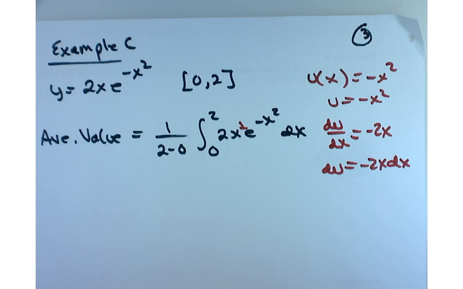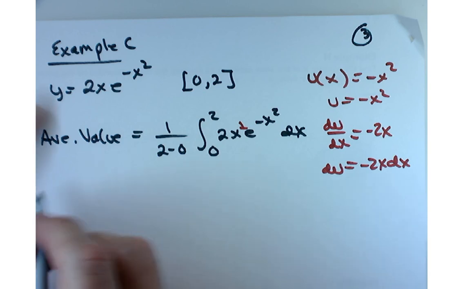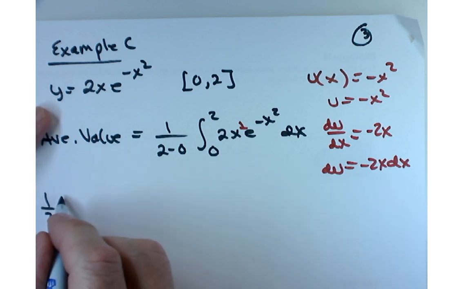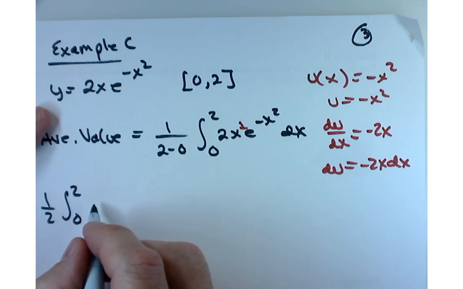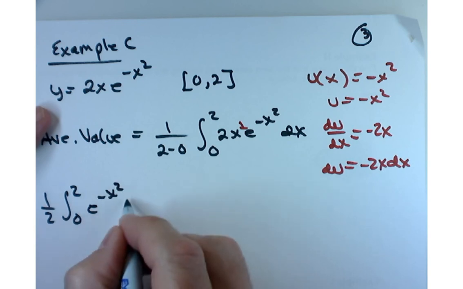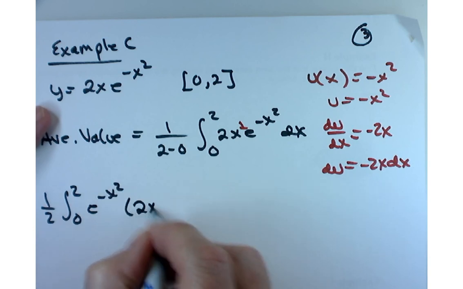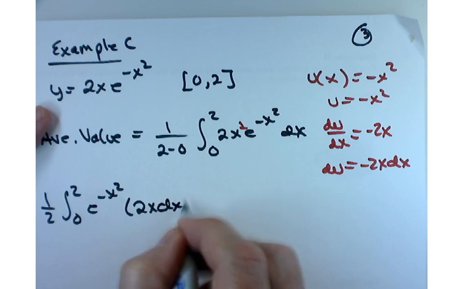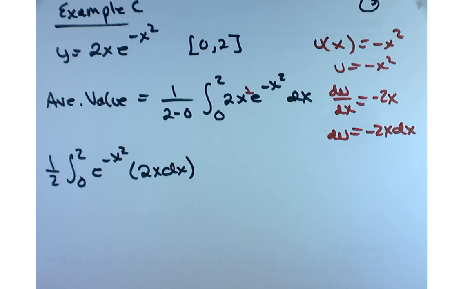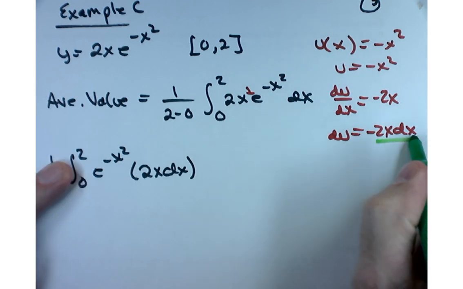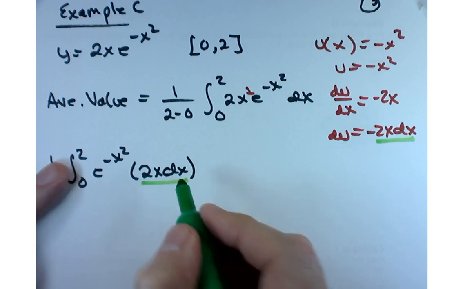And take a look at what we've got in our integrand. So let me rewrite it. It's going to be 1 over 2 times the integral from 0 to 2, and let me write it that this is e to the negative x squared times 2x dx. Why did I rewrite it like that? So 2x dx there, 2x dx here.